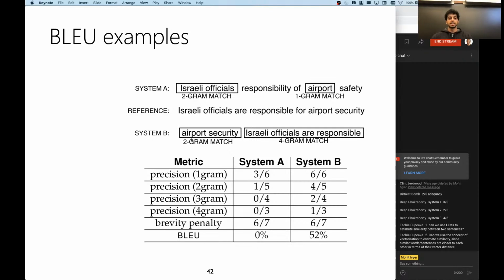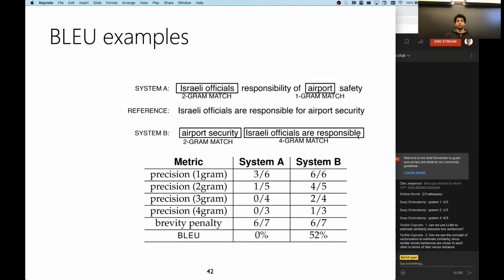System B, meanwhile, has airport security, which does match. Security Israeli does not match. Israeli officials does match, officials are matches, and are responsible matches. So 4 of the 5 bigrams in the second translation also occur in the reference translation. Finally, we can look at trigrams and fourgrams. System A has none of either of these. System B has 2 trigram matches: Israeli officials are, and officials are responsible. And it also has 1 fourgram match, which is here.